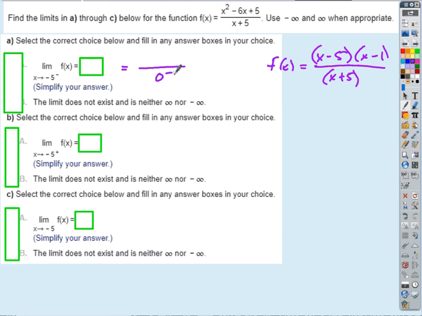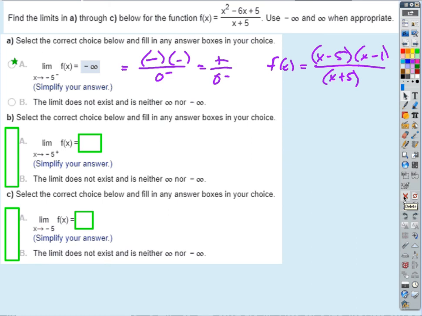As I approach -5, from the left or the right, it doesn't matter. -5 minus 5 is negative, times -5 minus 1 is negative. So now the sign of the top is what? Positive. So I'm getting positive divided by 0 minus, which is what? Big. Okay, good. My sign is positive over negative is negative, and because I've got a 0 on the bottom and not the top, it's infinitely big. Right? So we know the correct answer is A, and the answer is negative infinity. So we've got to get that thing factored.